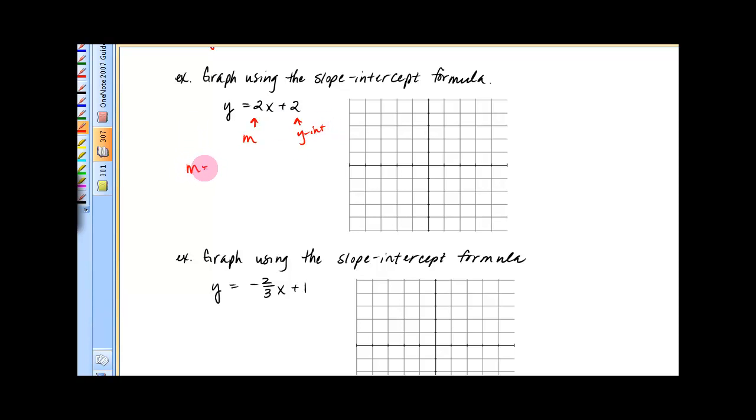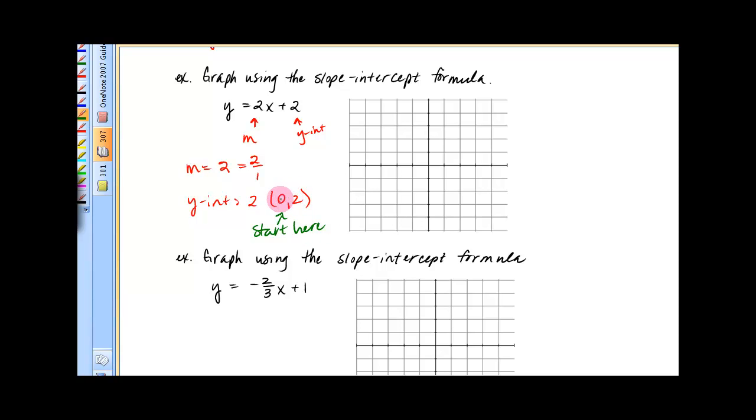So if my slope is 2, I can also think of that as 2 over 1. My y-intercept occurs at positive 2, which is at the point (0, 2). Now I'm going to use that information to plot my points and draw a line. One thing very, very important: this here at the y-intercept is where we start. Start here. Always begin at the y-intercept.